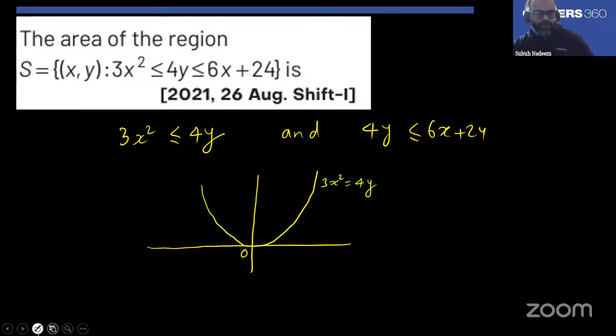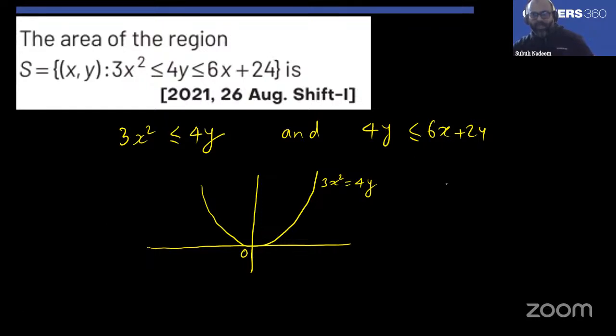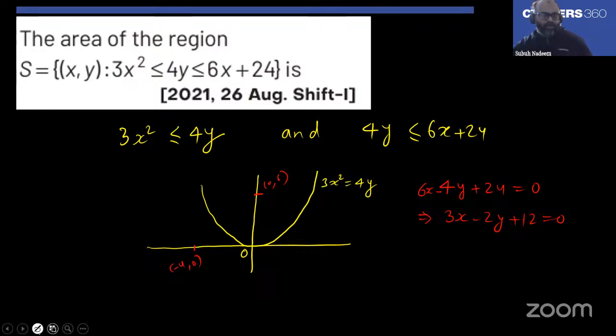इट्स वर्टेक्स इज ओरिजिन. और ये जो लाइन है अगर इसको हम इक्वलिटी में चेंज करेंगे तो 6x - 4y + 24 = 0. This will become 3x - 2y + 12 = 0. तो इसमें x को अगर हम 0 पुट करते हैं तो y की वैल्यू आएगी 6, यानी (0,6). और अगर हम y को 0 पुट करते हैं तो x की वैल्यू आएगी -4, सो (-4,0).